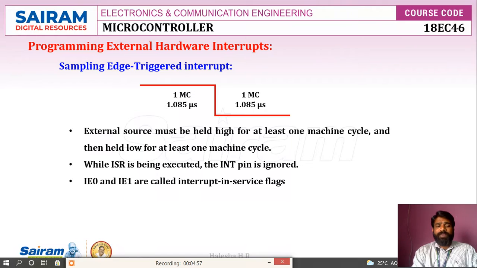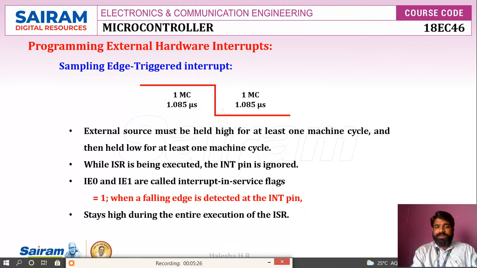That means the IE0 and IE1 bits are called interrupt in service flags. IE0 and IE1 are bits of the TCON register. If they are 1, it indicates the interrupt is executing. It becomes 0 at the end by executing the RETI instruction. So it is 1 when a falling edge is detected at the INT pin and stays 1 during the entire execution of the ISR, and it becomes 0 by the RETI instruction, which is the last instruction of the ISR.